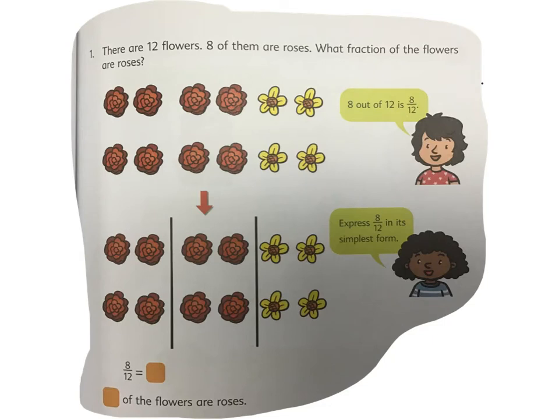All right, now in number 1, there are 12 flowers. 8 of them are roses. What fraction of the flowers are roses? Well, you can count 8 of them out of 12, 8/12.